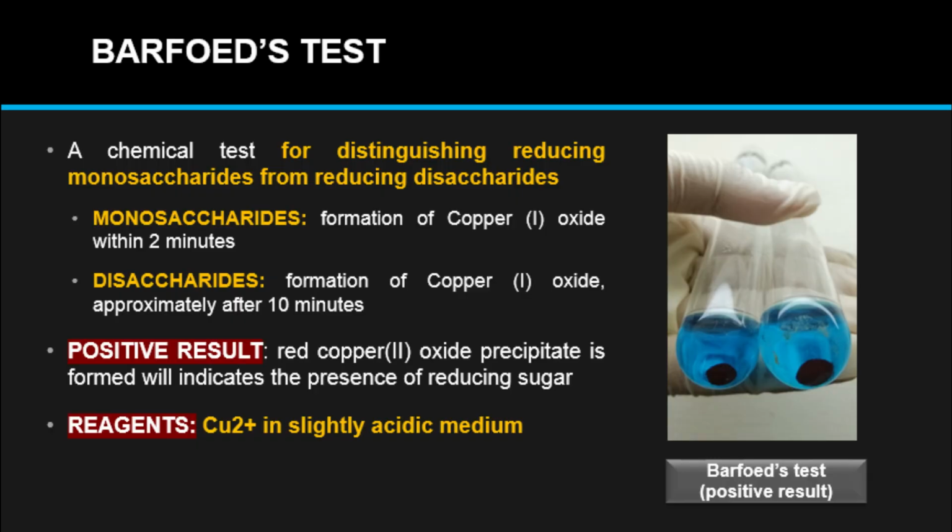The next test performed was the Barfoed test. The Barfoed test is a chemical test for distinguishing reducing monosaccharides from reducing disaccharides. Monosaccharides form copper 1 oxide, the red precipitate, within 2 minutes, while for disaccharides the red precipitate comes out after approximately 10 minutes. A positive result, a red copper oxide precipitate, indicates the presence of a reducing sugar. The reagent comprises copper 2+ in a slightly acidic medium.